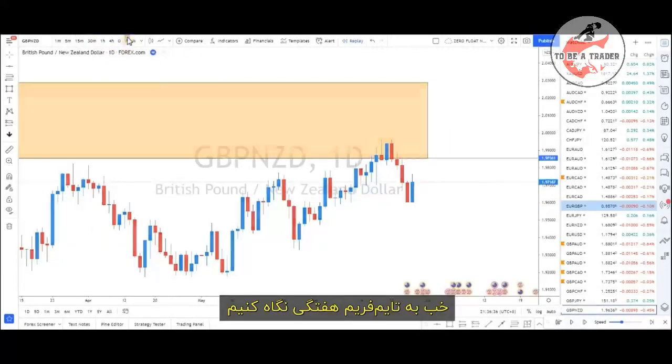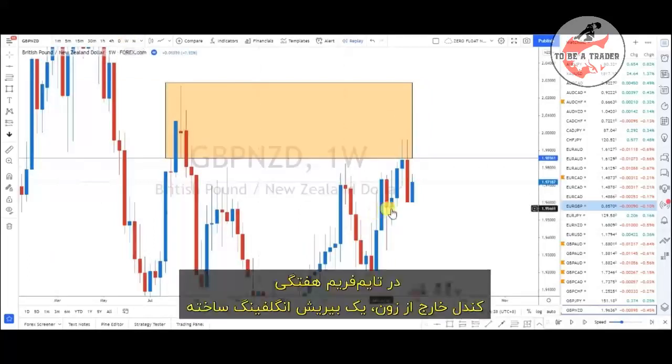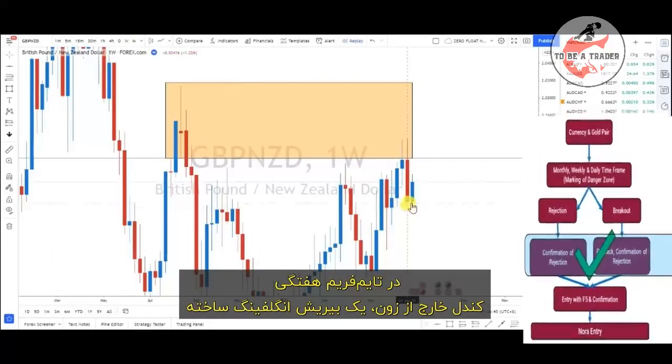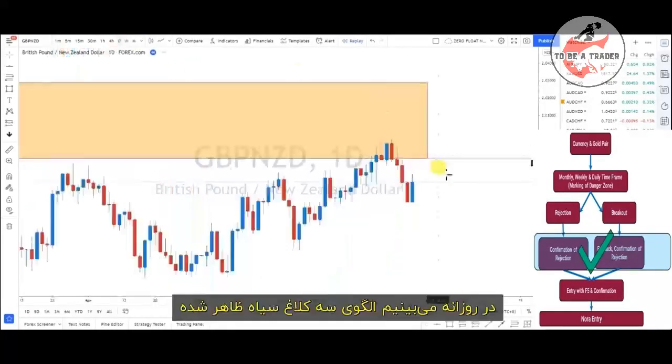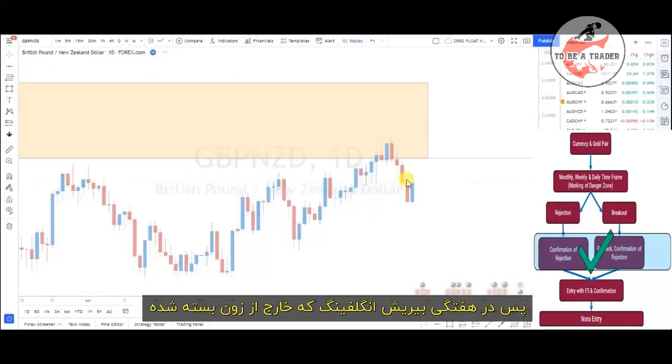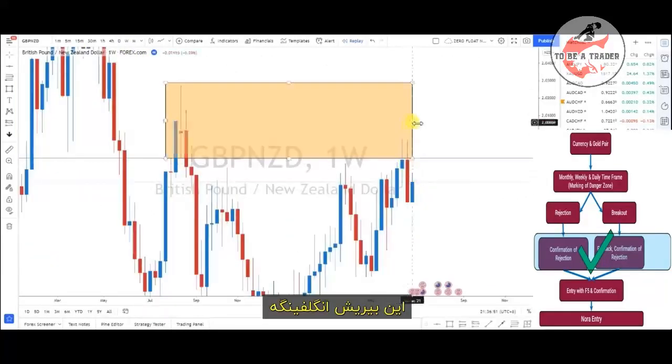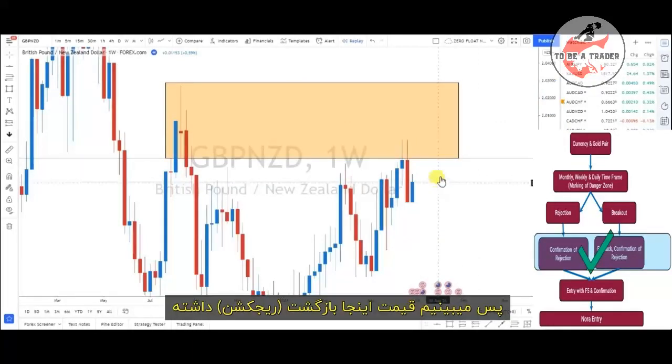Okay, now let's look at the weekly time frame. On the weekly time frame, the candle has closed a bearish engulfing outside of the zone. On the daily, we can see that there's a three black crows. So weekly we have the bearish engulfing close outside of the zone. This is the bearish engulfing, correct, guys? So we have the rejection.